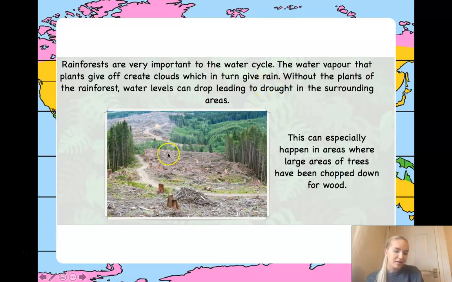If you have a look at this picture, what do you think drought means? You can see there's not many plants here. There are no trees, not many plants at all. This idea of drought means that it can be very dry, and that's not very good for the surrounding areas.